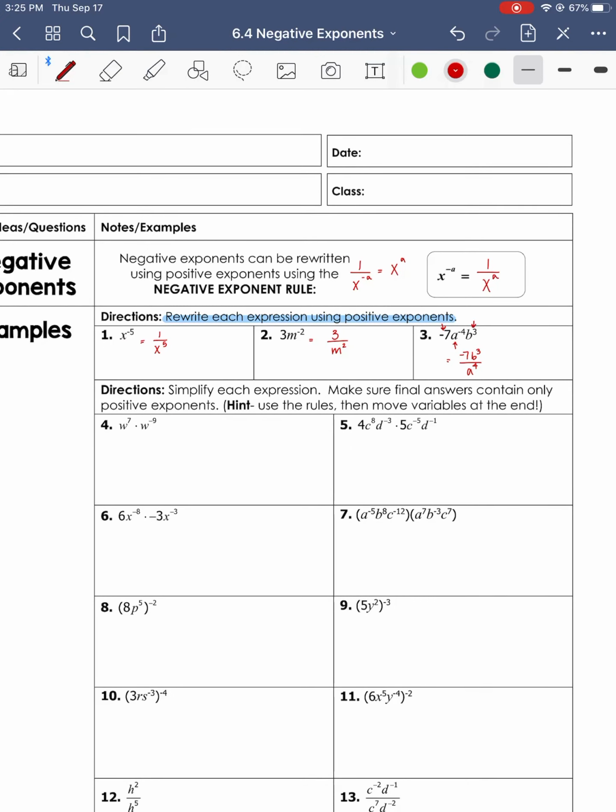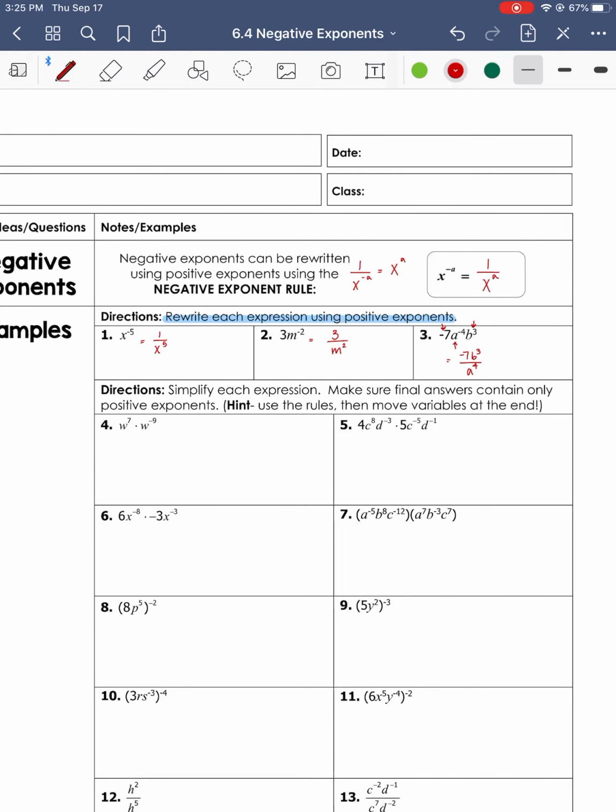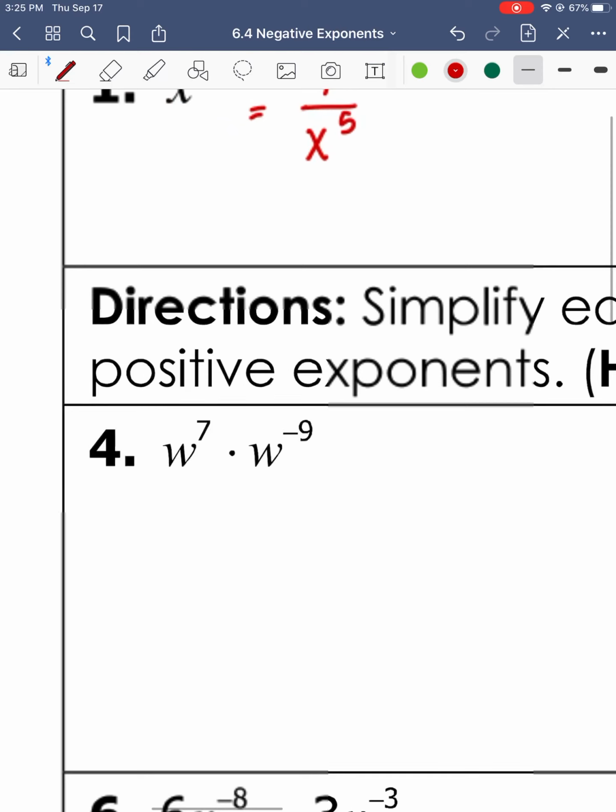So here we have some mixed problems asking you to simplify each expression. I'll just go through and pick out a couple and show you how they work with the other exponent rules. So here for number 4, we have w to the 7th times w to the negative 9th.